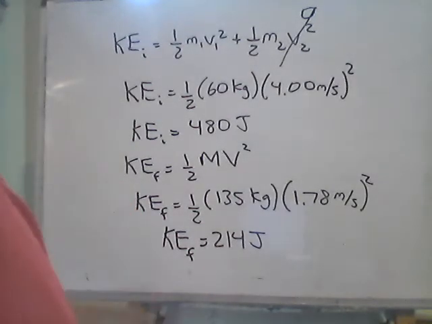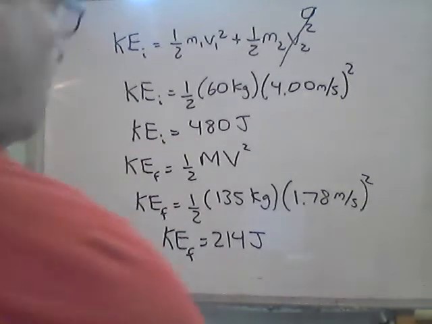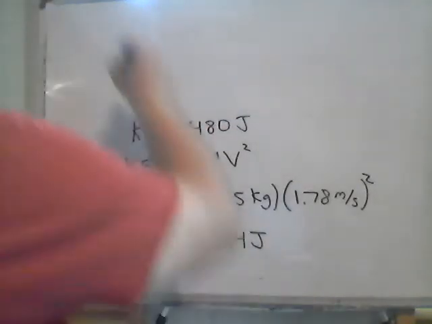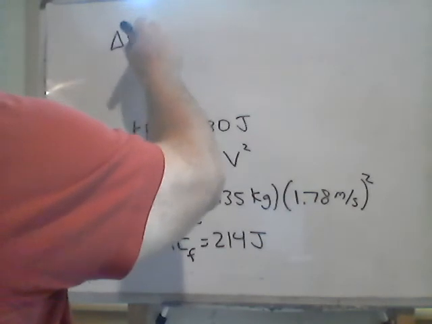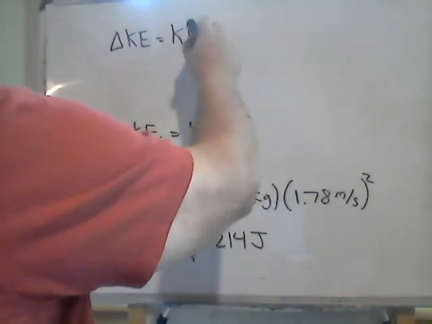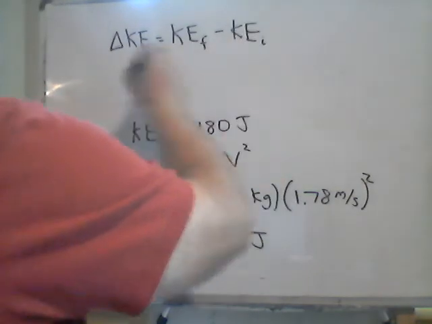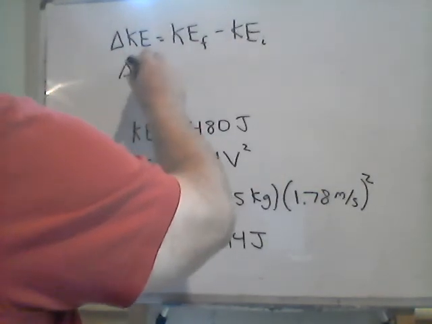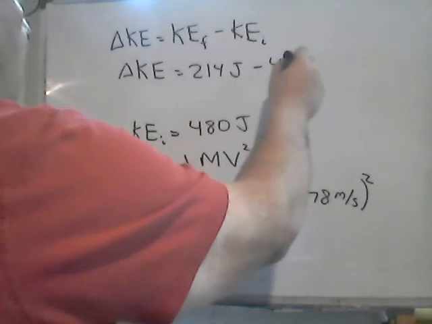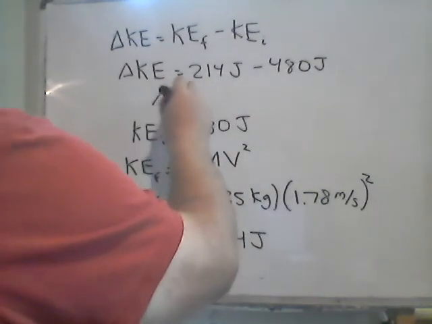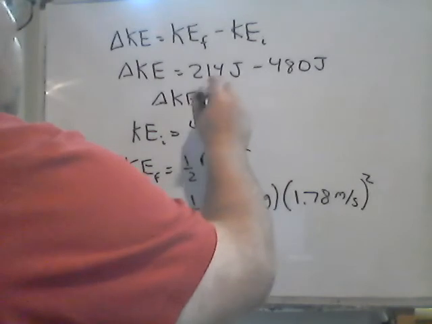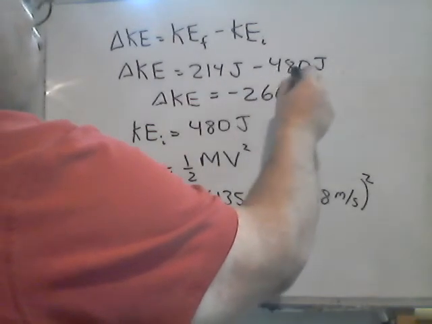So here we have the initial and the final. What's the loss going to be? Well, the delta kinetic energy is going to be kinetic energy final minus kinetic energy initial. And again, the energies are just scalars, so they just add. Delta kinetic energy is 214 joules minus 480 joules, which means that we have taken a loss of 266 joules. That's part B.